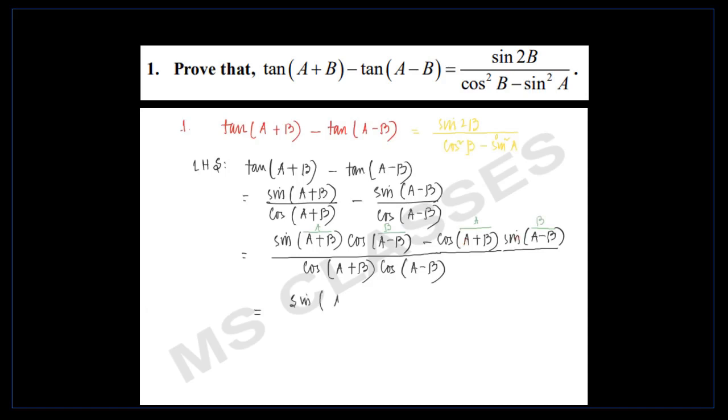So this is giving us what? (A+B) minus (A−B) by cos(A+B) into cos(A−B). The formula is what? Cos²B minus sin²A. We're just using the formula of cos(A+B) into cos(A−B) in the denominator. In the numerator, if we simplify this, A cancels out and B plus B is 2B. So sin 2B by cos²B minus sin²A.